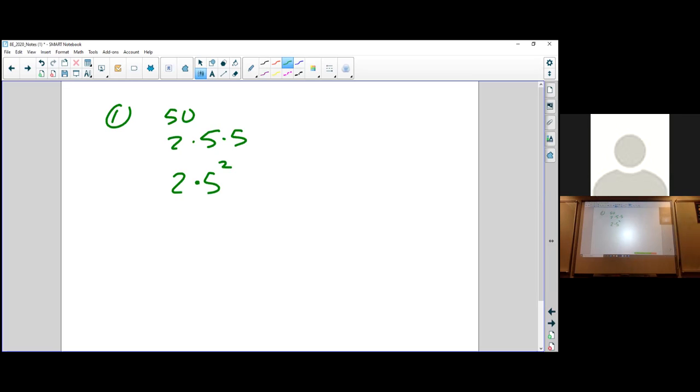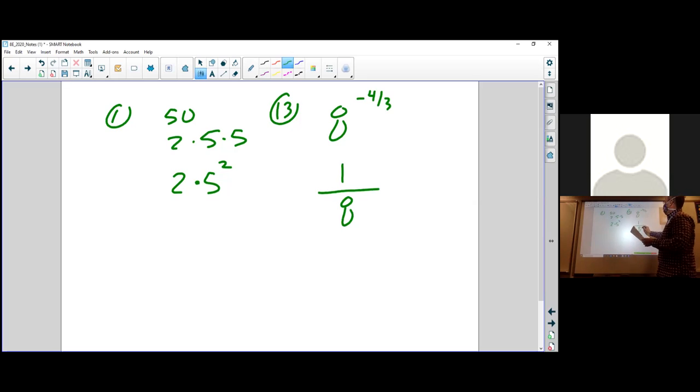Yes? 13. That's the one that's 8 to the negative 4/3. All right, let's get rid of the negative exponent first. So I'm going to make it this first thing. Is that okay? Okay, and then the denominator of the exponent means what root? So we're looking for the third root of 8.